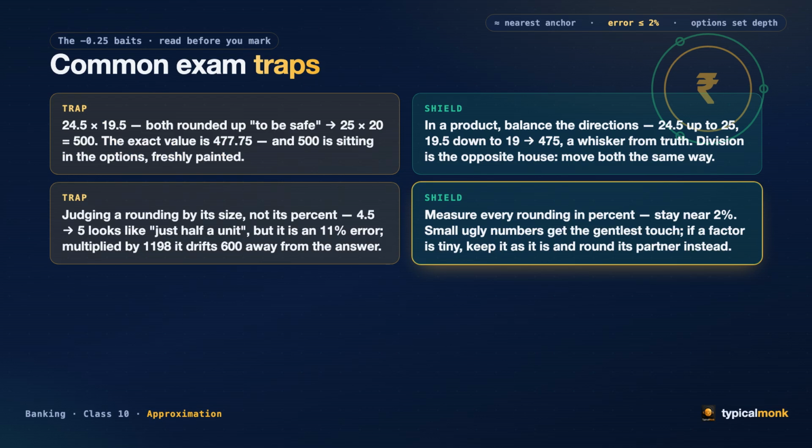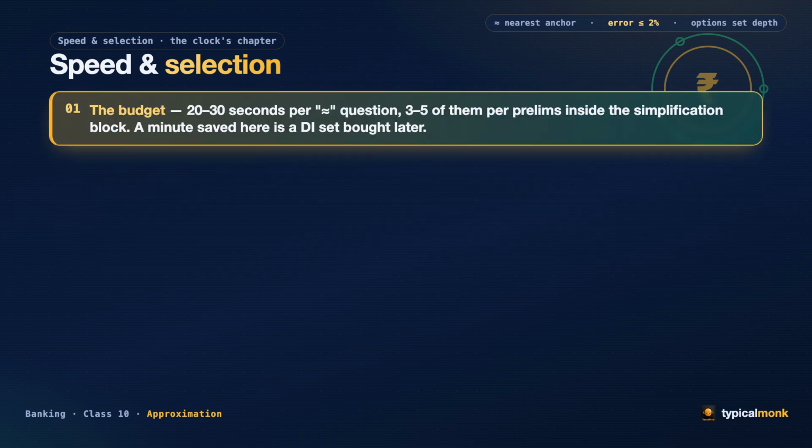Small, ugly numbers deserve the gentlest touch. If a factor is tiny, leave it exactly as it is, and round its partner instead. Error is counted in percent, not in pace. Now the clocks chapter, speed and selection.